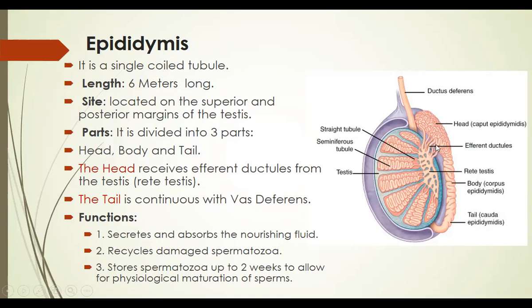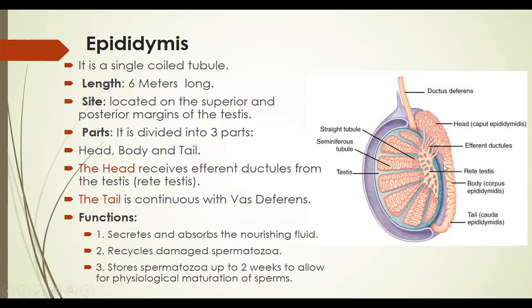Initially, it will be multiple efferent ductules, which all join together to form a single duct called the duct of the epididymis. It is a single coiled tube, almost 6 centimeters, sorry, it is 6 meters long, a very long tube. But again, it is coiled into a very small area. Site: located on the superior and posterior margin of the testis. So the testis is here, and on the superior as well as the posterior margin of the testis is the location of this epididymis. Parts: it is divided into three parts, the head, body, and the tail.